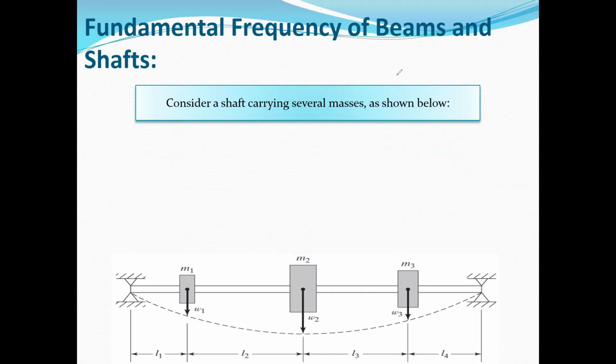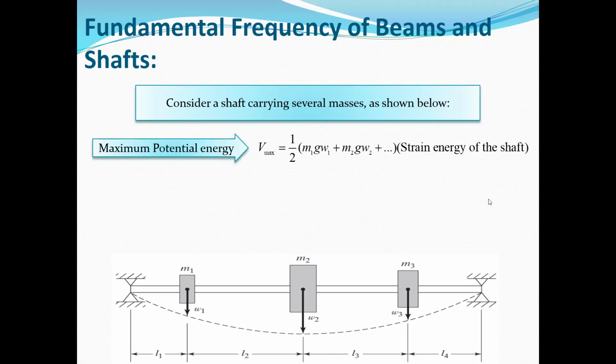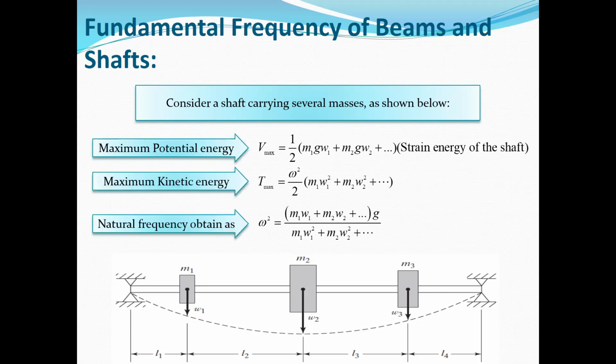So by using Rayleigh's method, again, we can extract the equation for the potential energy. The maximum potential energy is equal to half m1g times w1, which is in fact the strain energy of the shaft. And we have half times m2gw2 and so on according to the number of the masses.